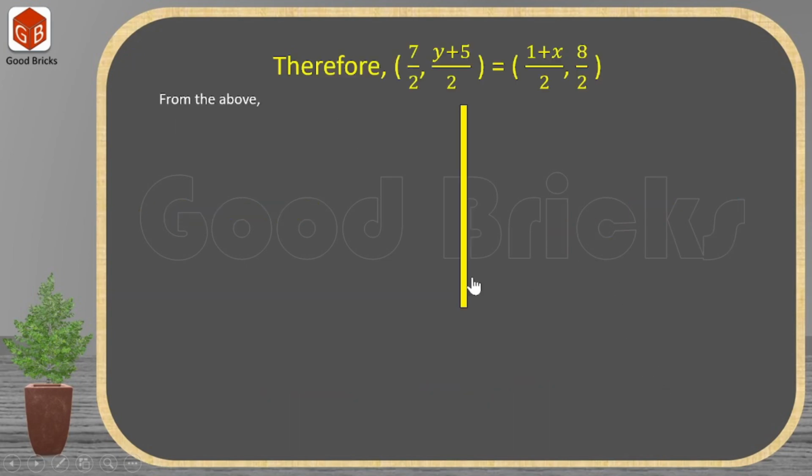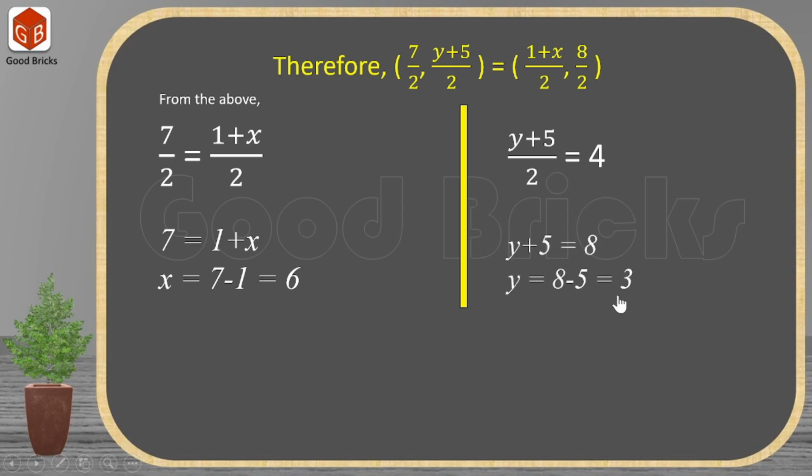Let us move forward. Since 7 by 2 is the x coordinate of the midpoint, the 7 by 2 is equal to 1 plus x by 2. When you simplify, you will get x is equals to 6. Similarly, this y plus 5 by 2 is equal to 8 by 2. When you simplify, you will get y is equals to 3. Finally, we got x value and y value. Therefore, x is equal to 6, y is equal to 3.